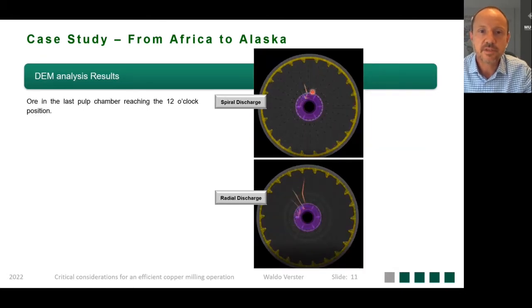If we look at the last pulp chamber that was filled with material in the 12 o'clock position, we see that for the spiral design, it's almost completely discharged. There's no material on the 11 and 10 o'clock positions, compared to the radial design, where we see material still flowing towards your central discharger. There's also a lot of material in the 11 and 10 o'clock positions, and this material will have a tendency to flow back into the mill or flow to adjacent pulp chambers. This will severely impact the efficiency of your discharge system.